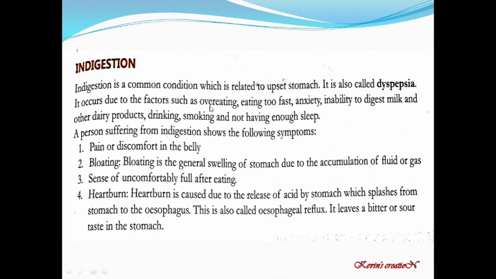Many factors are involved, such as overeating. If you have eaten too fast, the food was very yummy and you had taken the food very fast. Sometimes if you are anxious, anxiety also causes indigestion. Inability to digest milk or any other milk products. Drinking, smoking, or sometimes the elder people drink, and then the next day they have got an indigestion problem. And sometimes when you don't sleep properly, if you don't get enough sleep, then also you get indigestion.